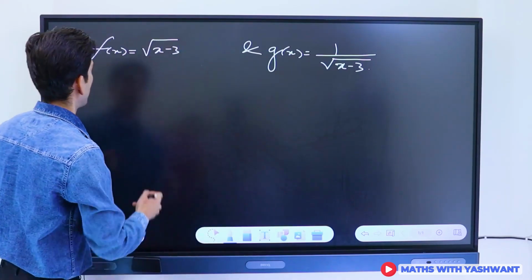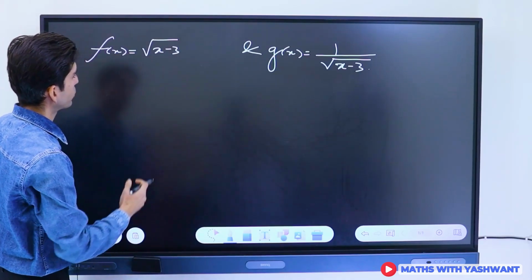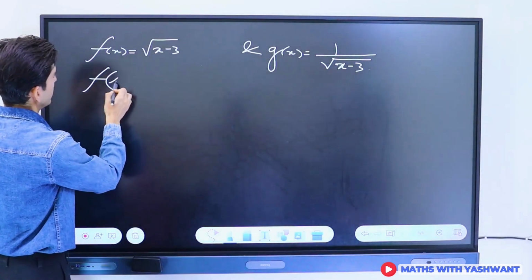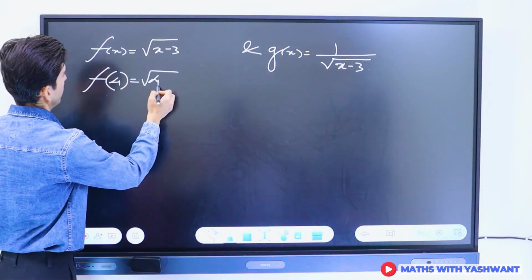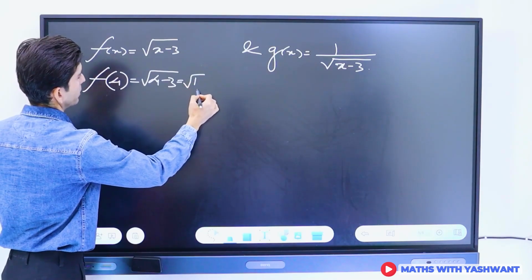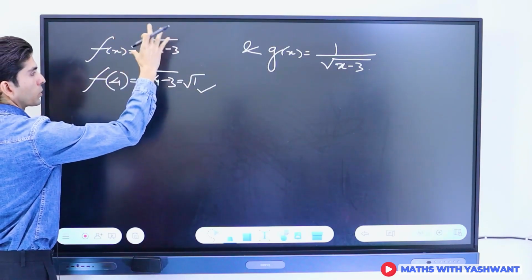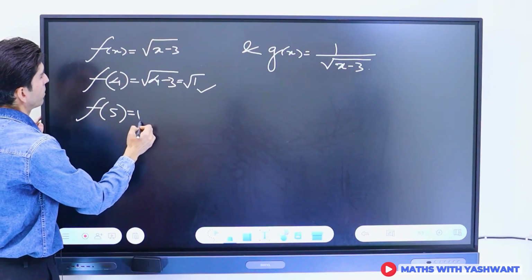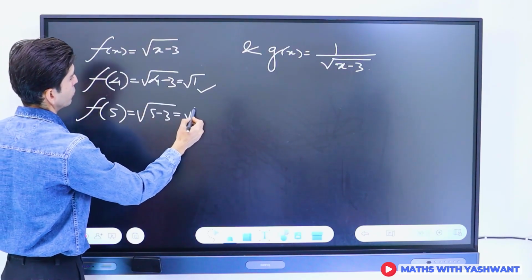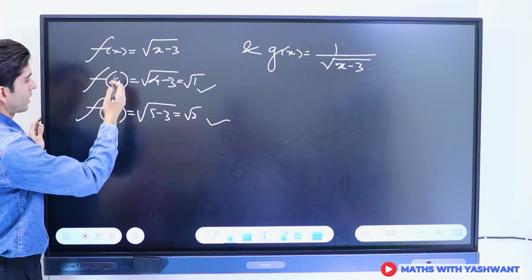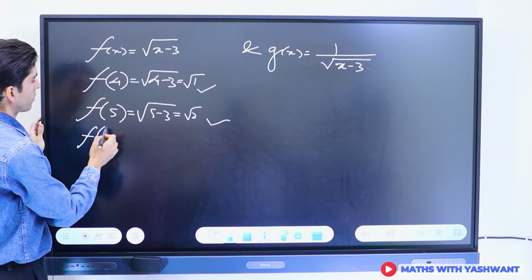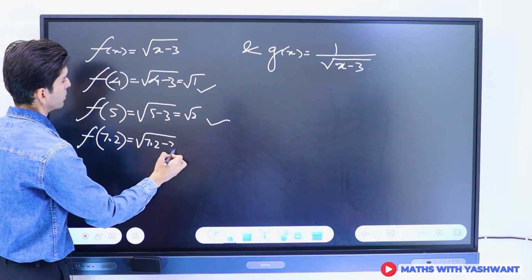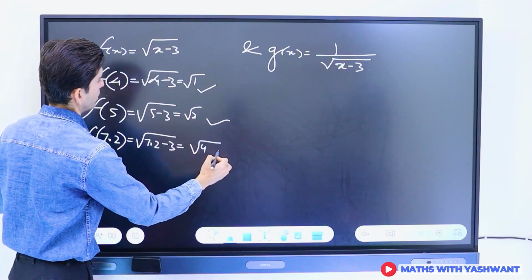Let's understand. If we observe f(x) is equal to the square root of x minus 3, let's take some values for x. If we take x is equal to 4, we get 4 minus 3, the square root of 1. It is defined. If we take x is equal to 5, we have 5 minus 3, the square root of 2. Again, it is defined. Let's take some non-integral values. If I write 7.2, we have 7.2 minus 3, it is 4.2. It is defined.